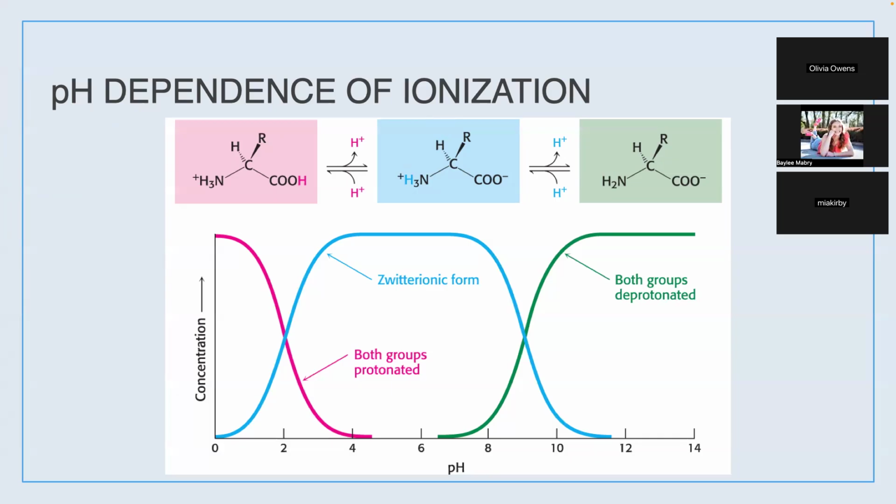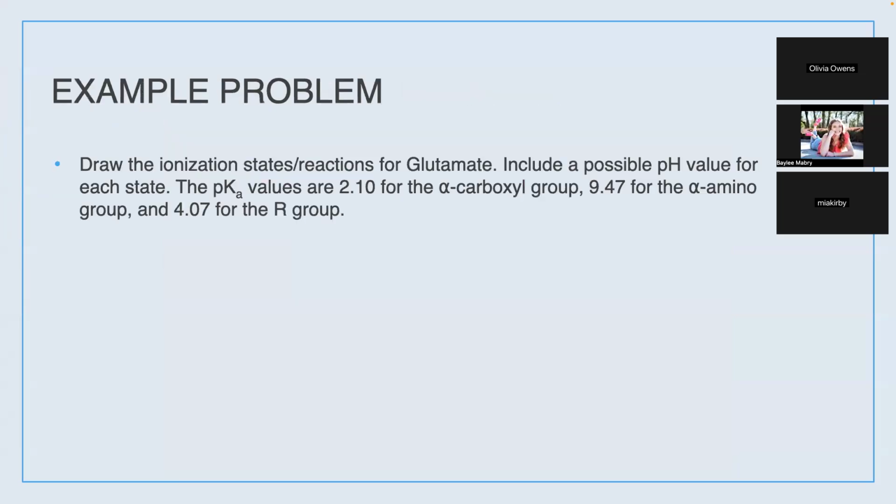Good deal. All right. So we'll do an example problem here without our little graph. I'm going to walk you through this first one because it's a little wonky. We're going to draw the ionization states and reactions for glutamate.